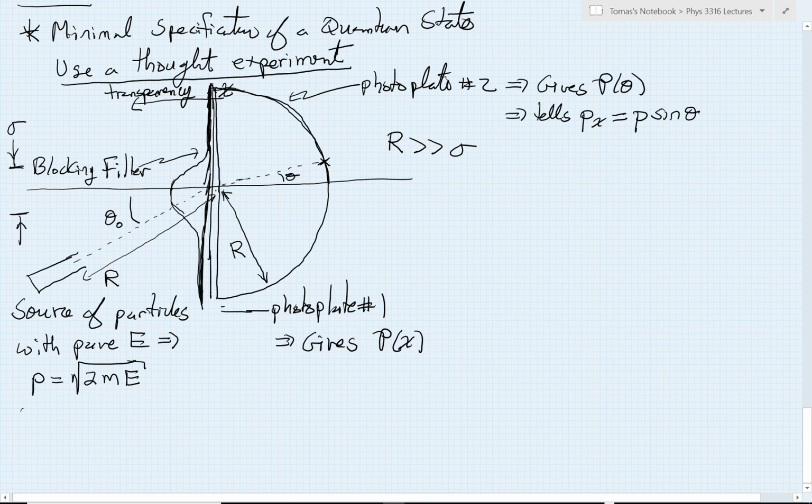Very good. So that's the basic setup that we're going to use. And what we want to do now is to begin to explore what this can really teach us about the relationships between the probability distribution for the momenta in the x direction, and how that may or may not be related to the probability distribution in x. And that's what we are going to take up in our future discussion.